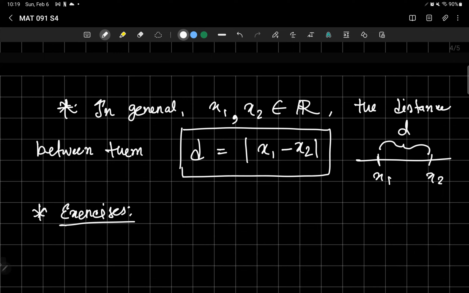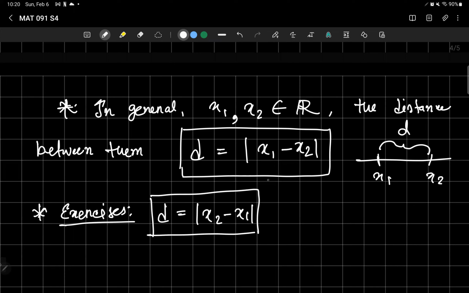Okay, so this is how we define distance, and now what I want you to do is that I want you to show that D is equal to modulus of x2 minus x1 as well, using this definition.